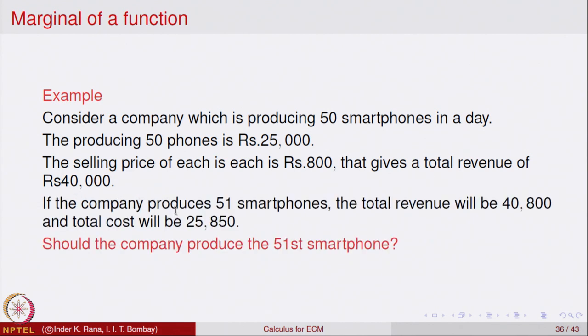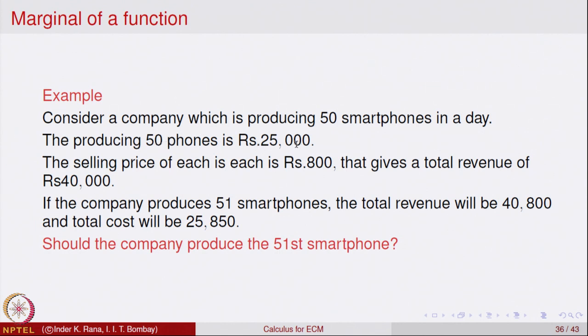Now, if the company produces 51 smartphones, increasing production by one smartphone, one more phone is sold. Earlier the revenue was 40,000, and one more phone sold means 800 rupees more. So the revenue will be 48,800 rupees. And what will be the cost? The total cost will be 25,850, because of 50 phones.